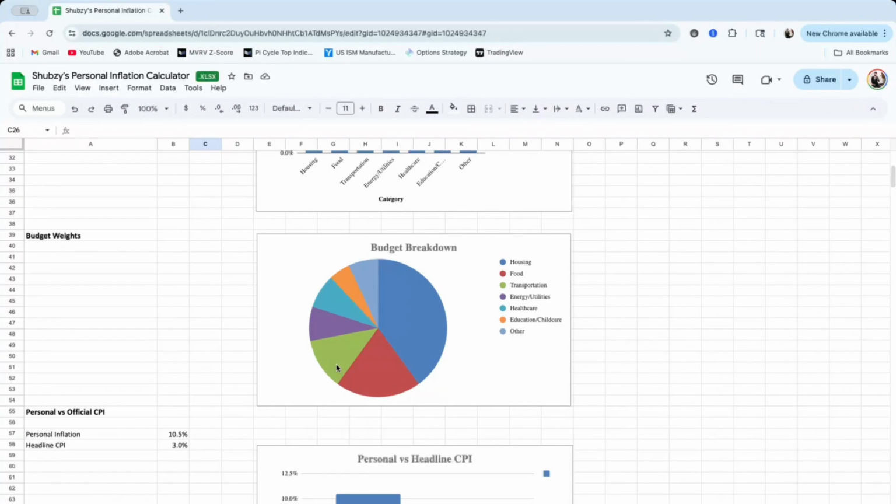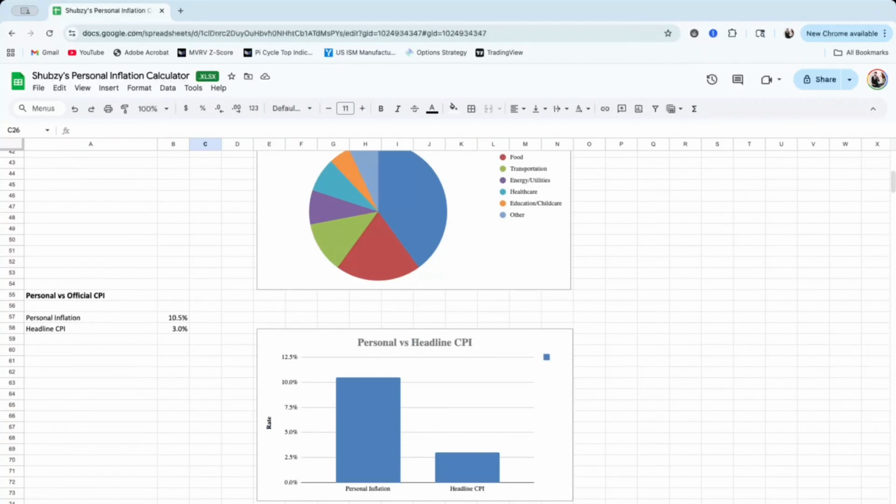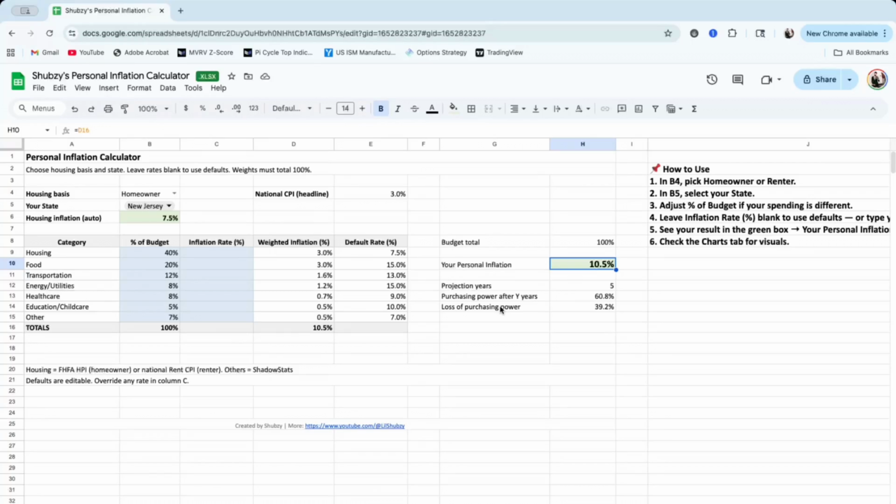And how much budget, how much of it is housing. Usually most people's expenses are mostly housing, then food, etc. So for me, my personal inflation rate is 10.5%. That means I need to grow my money at least 10.5% just to break even. Anything less, and I'm losing purchasing power, I'm getting poorer every single year.